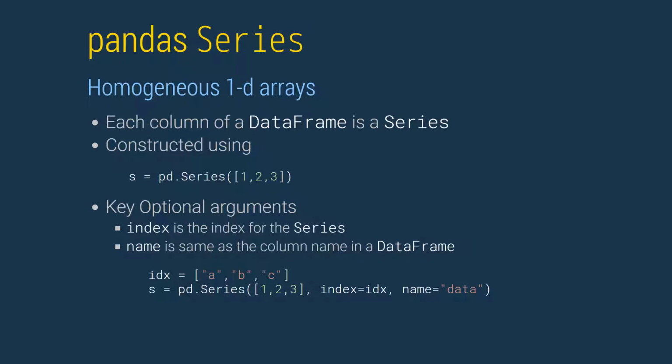Series are homogeneous one-dimensional arrays. A basic series is constructed by calling Series with a list. All series have an index, and if one isn't provided when the series is constructed, the index is just an integer sequence starting with 0. Series also support a name, which is used to store the name of the variable represented by the series. Both of these features can be specified when constructing a series or added later. Series are entered using pd.Series followed by a list of values and then any optional arguments.